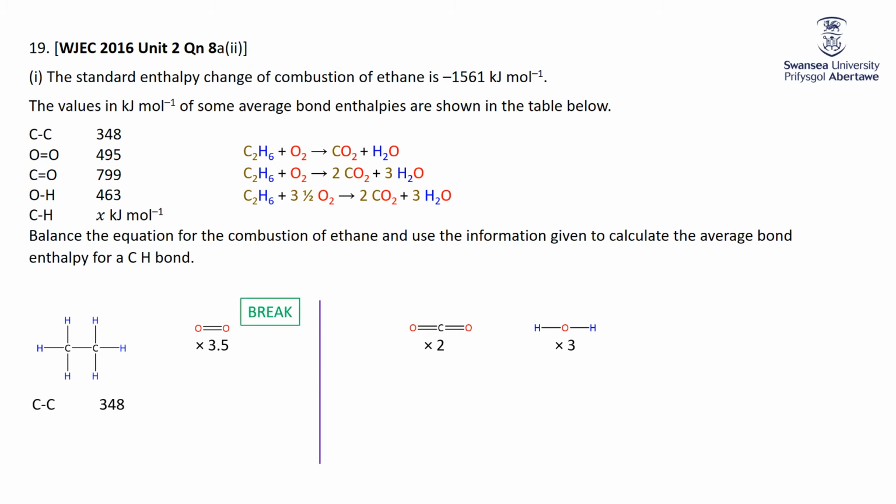So breaking bonds, we've got a carbon-carbon bond that will break. We've got oxygen-oxygen bonds, 495 is their energy, times 3.5, and then we've got X, the carbon-hydrogen bond. That's what we're asked for. We have 6 of those.